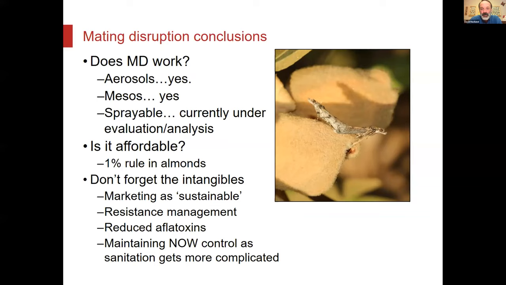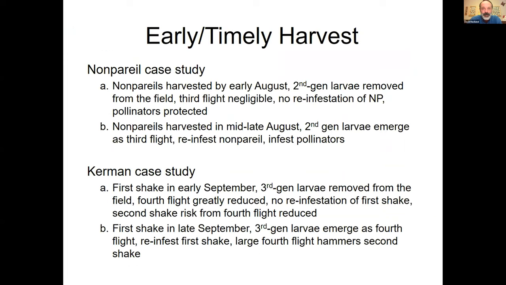Resistance is only going to get worse. And as far as sanitation, it's getting more and more expensive and more and more complicated to do. So two of your four best management practices are slipping, which means mating disruption has an important role.